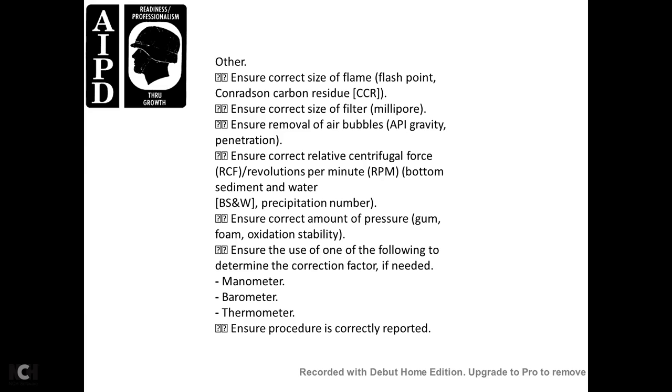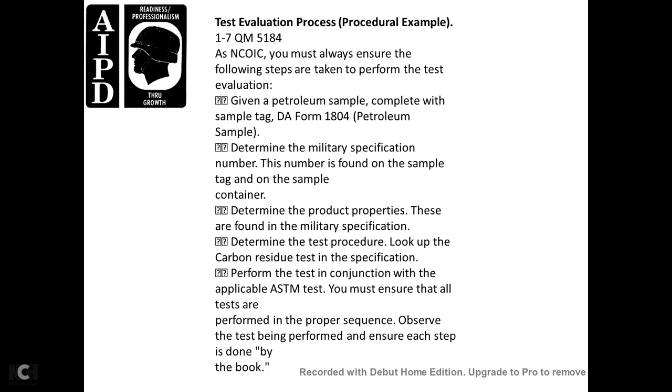Ensure the removal of air bubbles for API gravity and penetration. Ensure the correct relative centrifugal force, or RCF, and revolutions per minute for bottom sediment and water, and the precipitation number. Ensure the correct amount of pressure for gum, foam, and oxidation stability. Ensure the use of the following: determine the correction factor if needed for the manometer, barometer, and thermometer. Ensure these procedures are correctly reported. Test evaluation procedures.